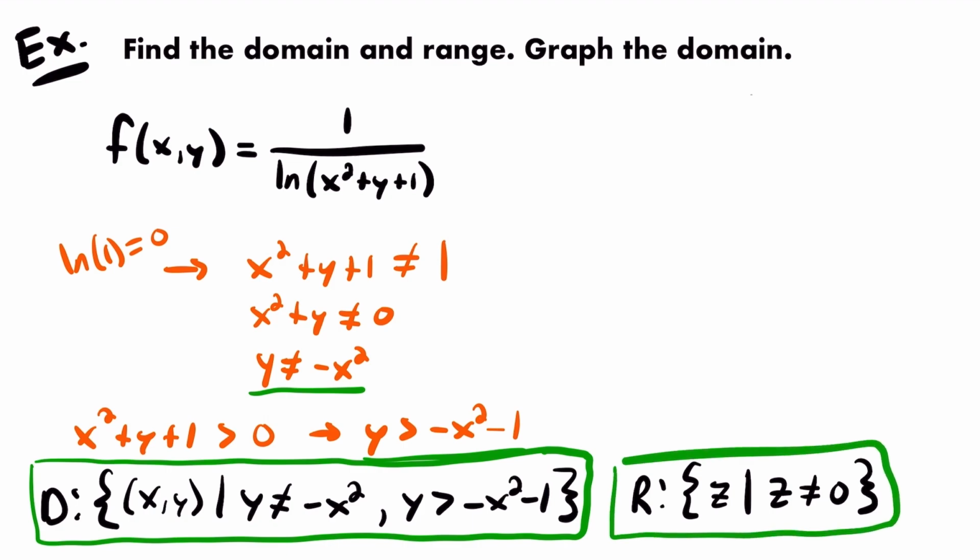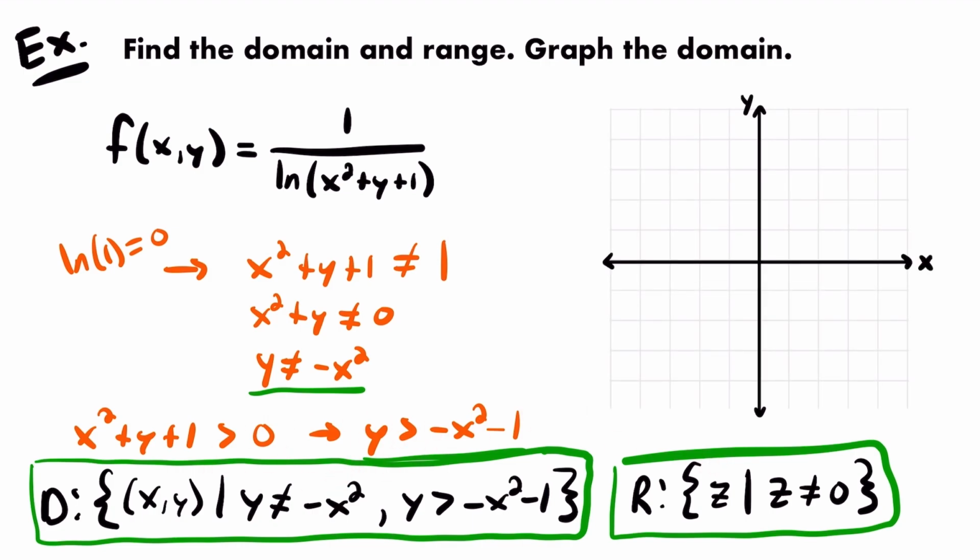Okay, so now we have both the domain and range. Now let's graph the domain. And to graph our domain this time around, we still need to use the xy plane because x and y are the independent variables, but we have two different restrictions that we need to account for. Let's start with y does not equal negative x squared. Basically, what that's telling us is that we're not going to be using any points for the parabola that opens in the negative y direction, right?